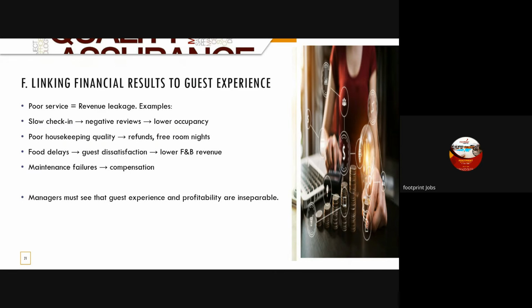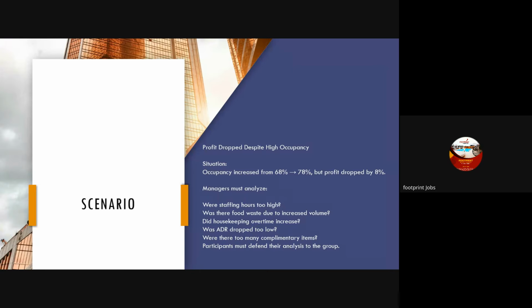I said here, managers must see that guest experience and profitability are inseparable. You must understand that for you to make more profit, guest experience has to be exceptionally good. So you cannot be a manager that is only focusing on guest experience. Now, if you don't also pay attention to profitability, then you are not ready, because it's in a good and exceptional guest experience that you make more profit, because people will return. There will be return businesses. They will definitely give referrals. So this is a scenario.